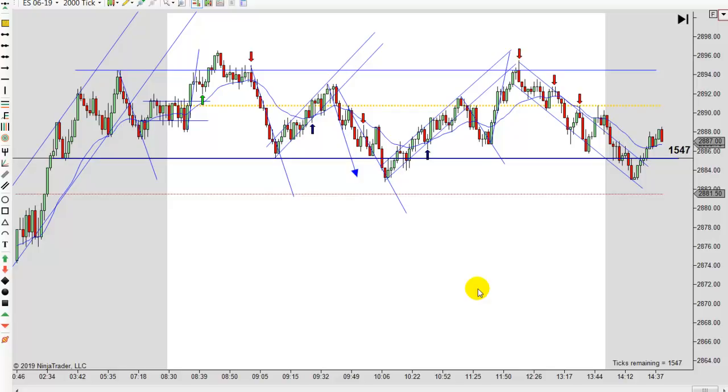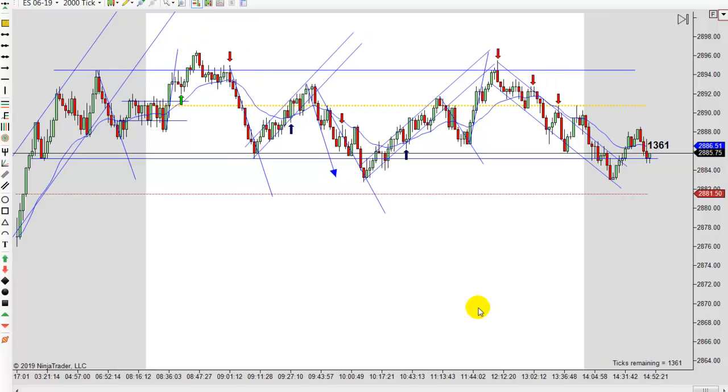Anyway, I didn't mean to get off on that tangent, but I thought it was worth talking about. But let's talk about the trades. It was slow today. You had to be patient before you really got your first trade. There's not a lot of trades.